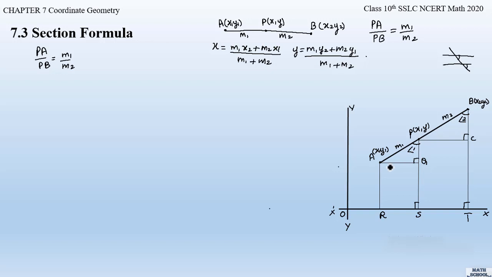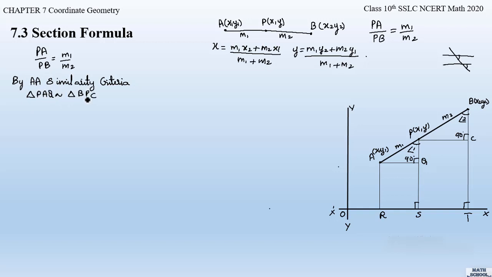Similarly, here angle PQA will be 90 degrees and here angle BCP will also be 90 degrees. Therefore, we can say by the angle similarity criteria that triangle PAQ and triangle BPC are similar. So write down: by angle similarity criteria, triangle PAQ is similar to triangle BPC.